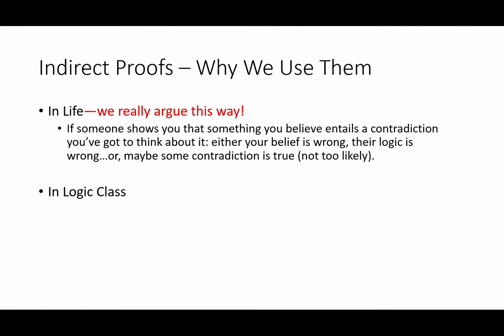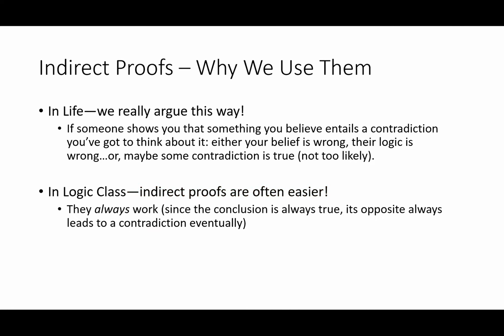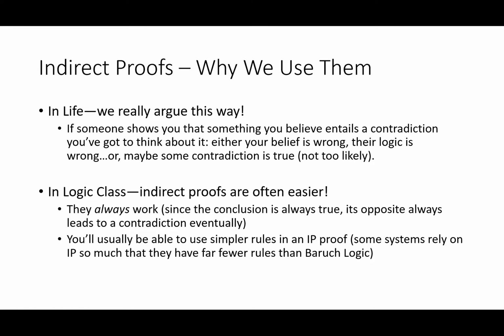In logic class, we use them both to mirror real life, and because indirect proofs are often easier. They always work. Since the conclusion is always true, its opposite always leads to a contradiction eventually. You'll usually be able to use simpler rules in an IP proof. Some systems rely on IP so much that they have far fewer rules than we do. But they do usually take more lines, and therefore sometimes more time to complete.